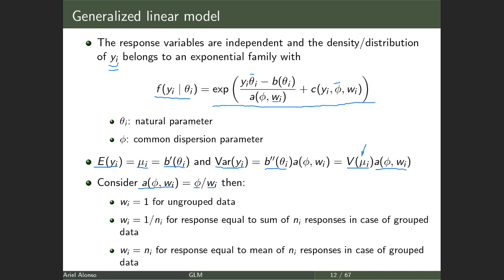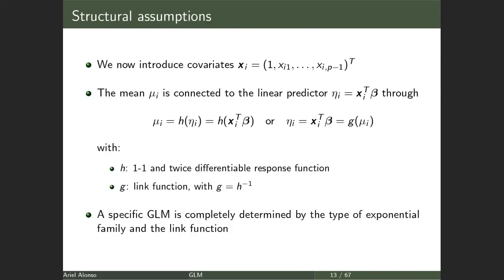And when you have w_i equal to 1 divided by n_i, is when the response variable you're using is the sum of n_i responses. We call that grouped data. For instance, that's the case when you're modeling binomial data. And when you use w_i equal to n_i, then the response is equal to the mean of these n_i observations. That's, for instance, when you are using a logistic regression with binomial data, but instead of modeling the response y, which is the sum, you're modeling the proportion. In that case, w_i is equal to 1. So it's a very general, flexible model.